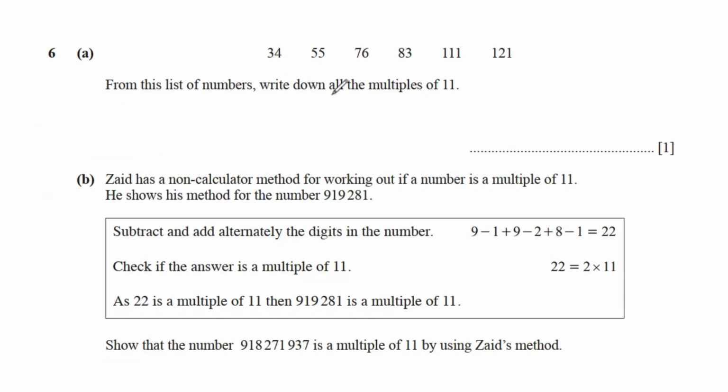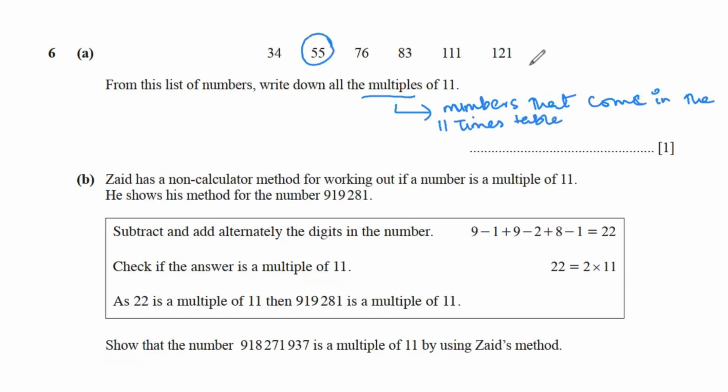Going back to the question, we have to write down the multiples of 11. So that means the numbers that come in the 11 times table. So those numbers are 55 and 121. These are your multiples of 11.